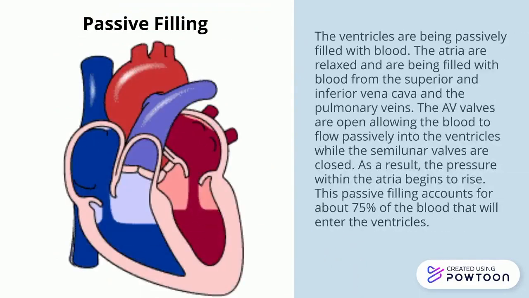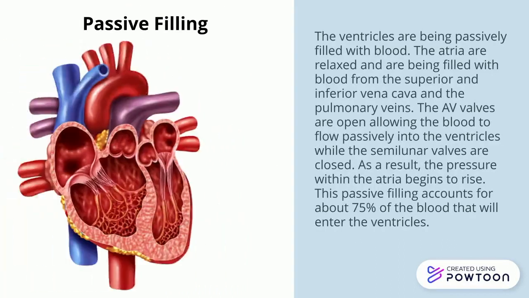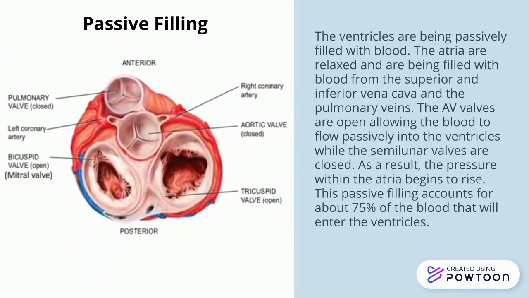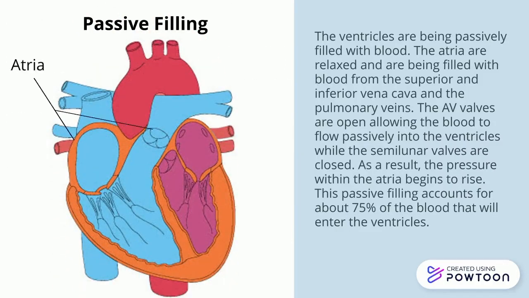First, we begin with the passive filling phase. As the name implies, the ventricles are being passively filled with blood. The atria are relaxed and are being filled with blood from the superior and inferior vena cava and the pulmonary veins. The atrioventricular valves are open, allowing the blood to flow passively into the ventricles, while the semilunar valves are closed. As a result, the pressure within the atria begins to rise. This passive filling accounts for about 75% of the blood that will enter the ventricles.